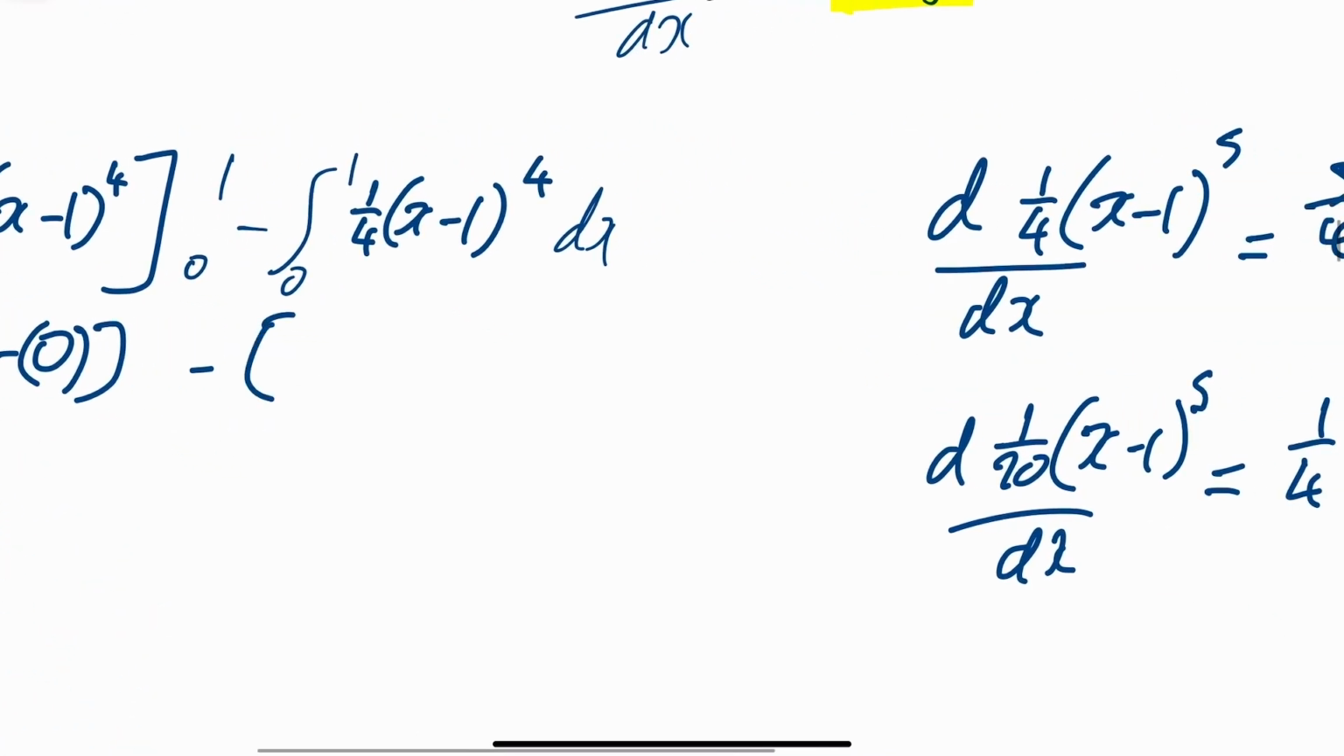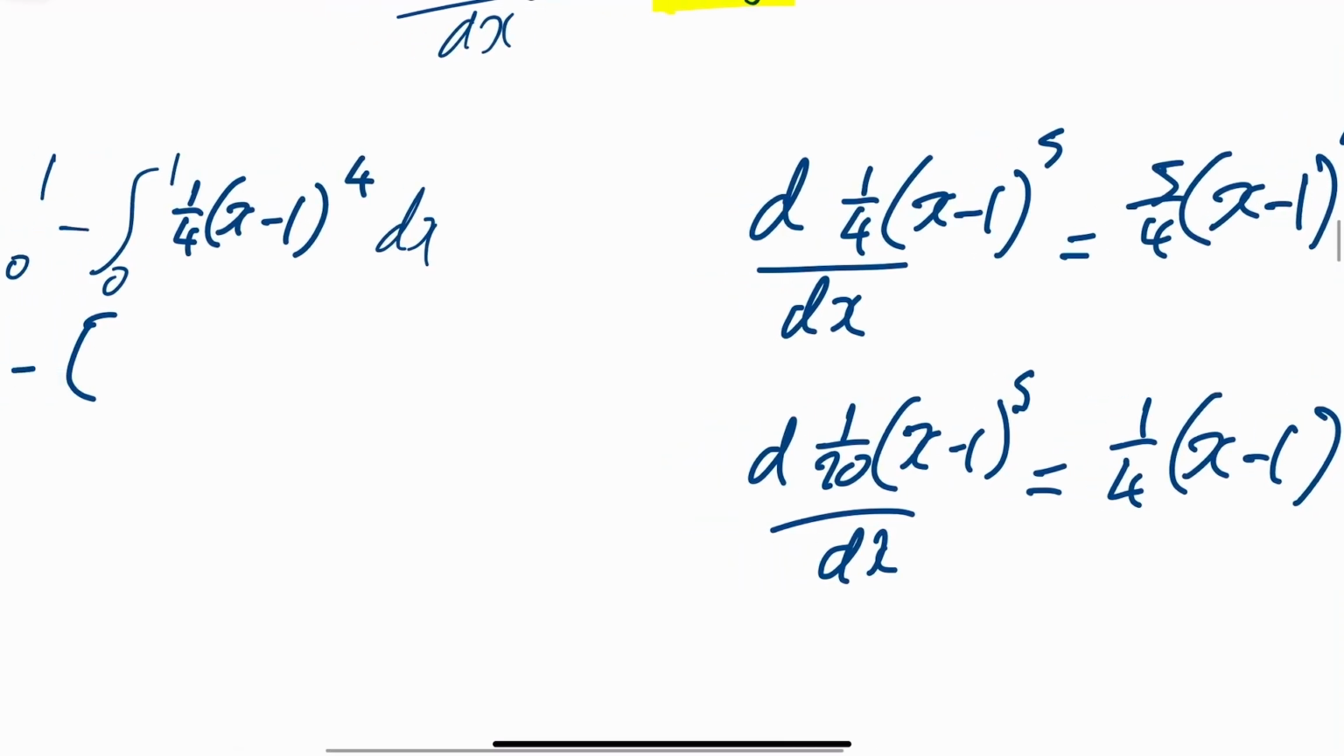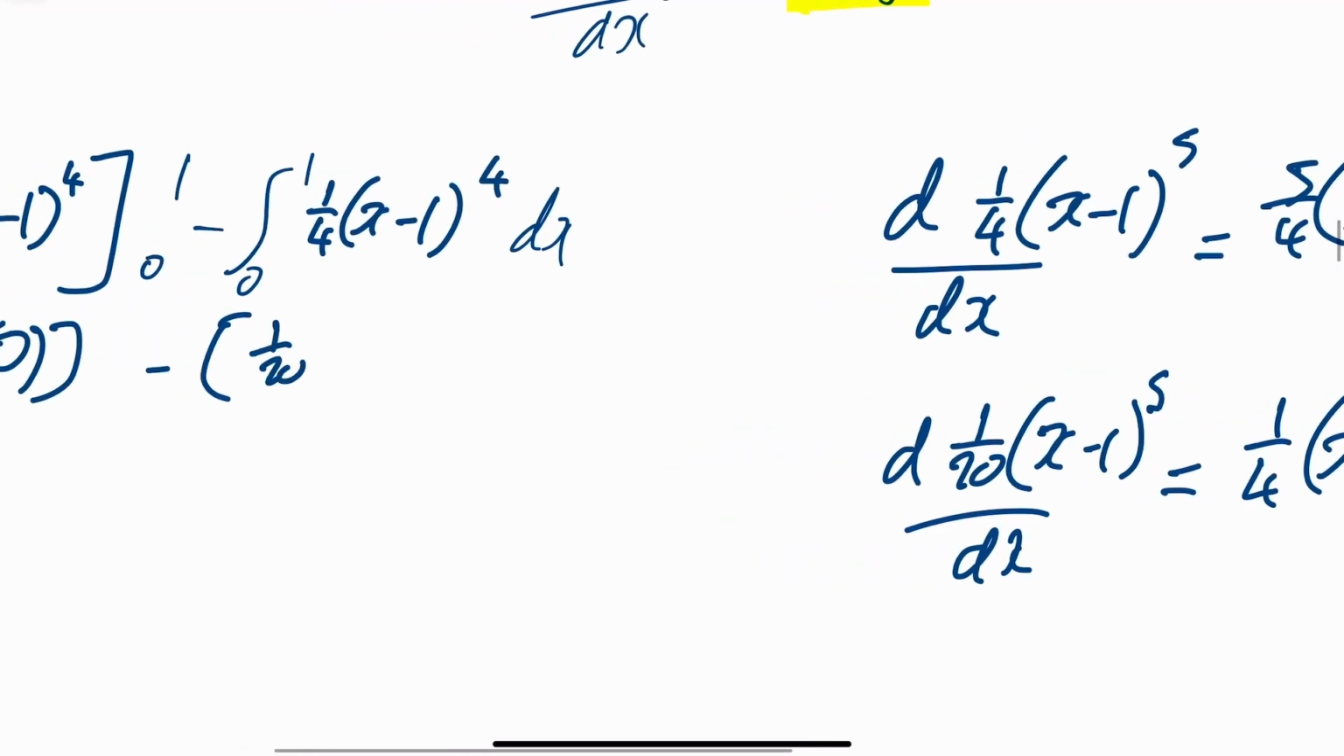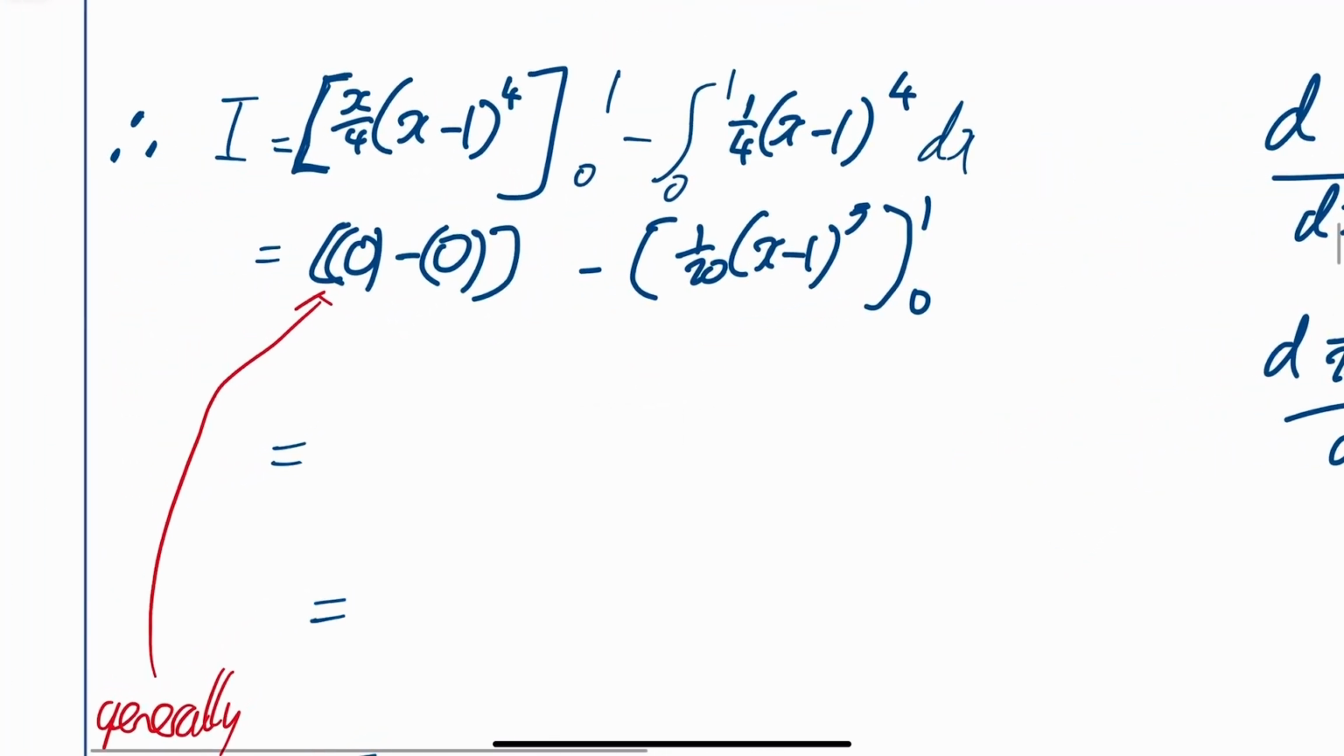I forgot what I've got. What I get? 1 over 20 x minus 1 to the power of 5. And that's between 1 and 0. So we'll go back to here. So that was just minus of that. We can forget about that. 0 minus 0 is just 0. Minus of then, and we'll show our steps.